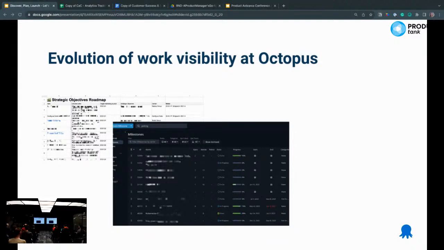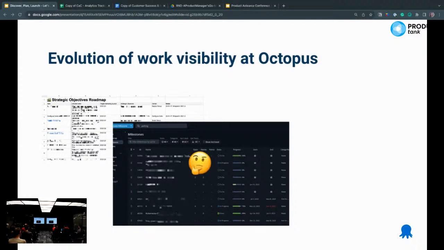We kind of loved it for delivery tracking, but it wasn't so great for telling the what and the why of the work we were doing and what could come next. It wasn't good for looking ahead. It also had limited capacity to show the health of roadmap items.